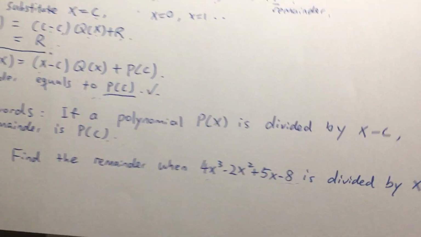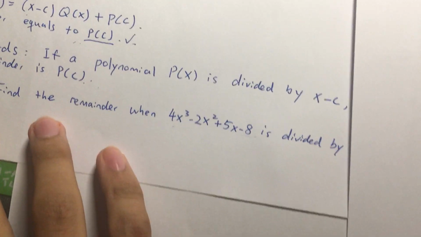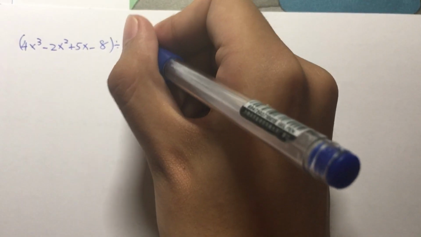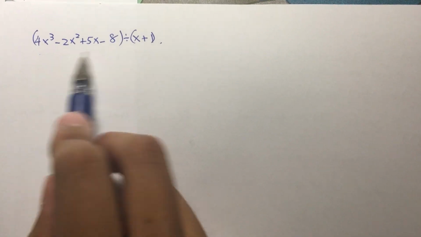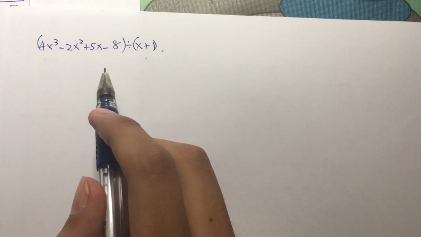Well, let's do this, shall we? It's 4x to the power of 3 minus 2x squared plus 5x minus 8. Well, now let's consider this. I know we can use the long division, but we should try to use the remainder theorem.